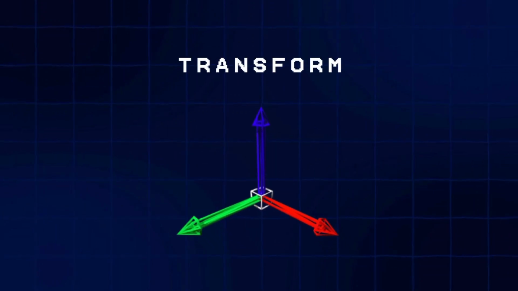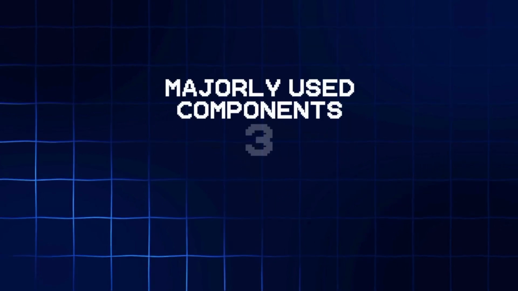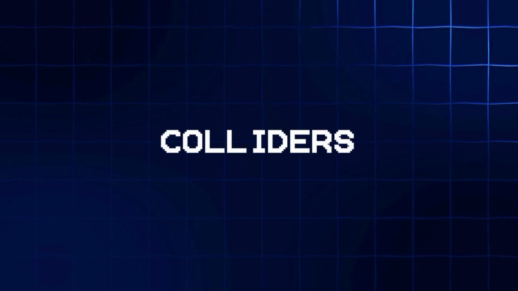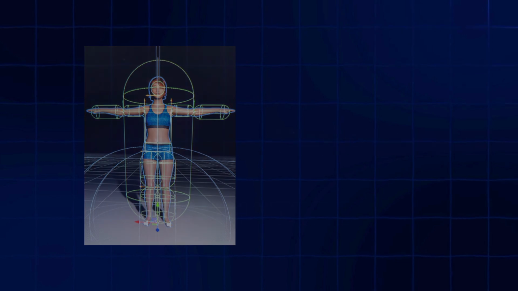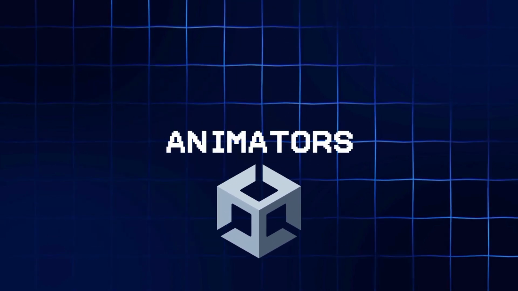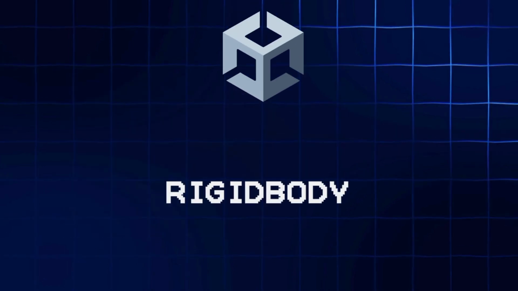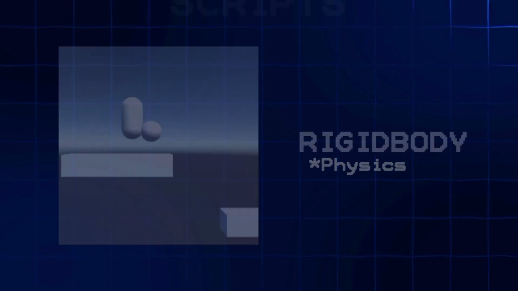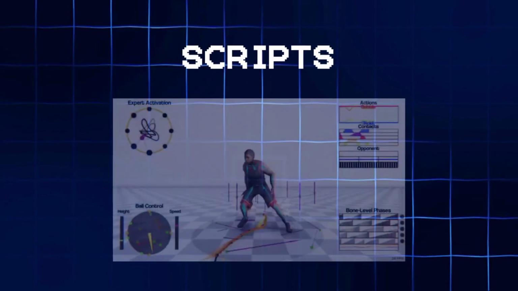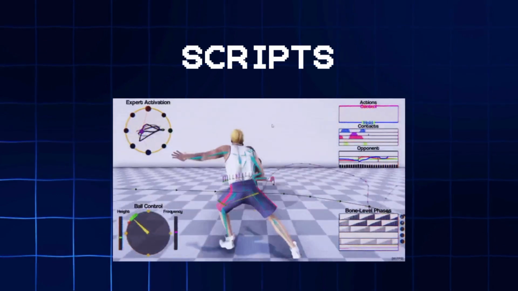A standard component added to any game object includes transform properties to move, rotate, and scale the object in the scene. Other majorly used components include colliders that add collisions between game objects, creating a physical form for them, animators that let us set up animations for the objects and program them to play whenever required, rigid body that lets us add mass and gravity to the game objects imitating real-world physics, and scripts that let us program various things into the game objects and alter their other components and behaviors in games.